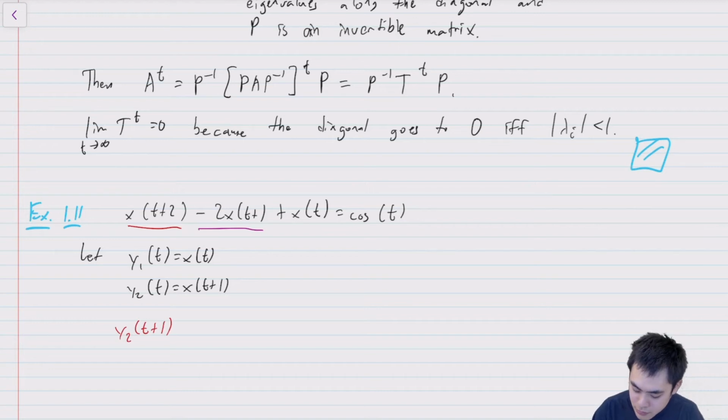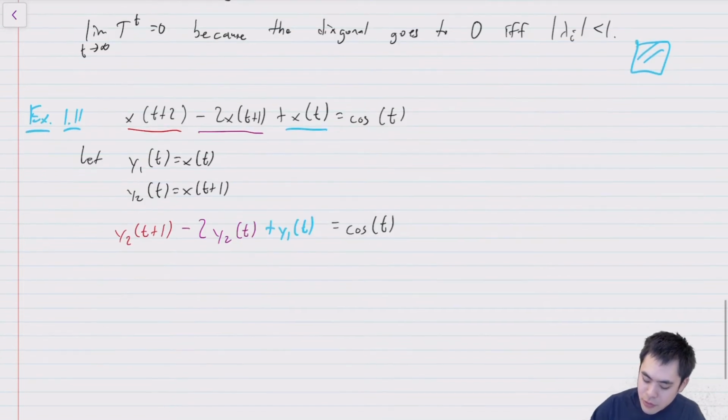and this term here is minus 2y2 of t. There should be a t plus 1 there, which is why I'm confusing myself. And then plus y1 of t, and let's just set that equal to cosine of t. And if we rewrite that slightly, we can get the system, y2 of t is equal to x of t plus 1, and let's rewrite it in standard form.